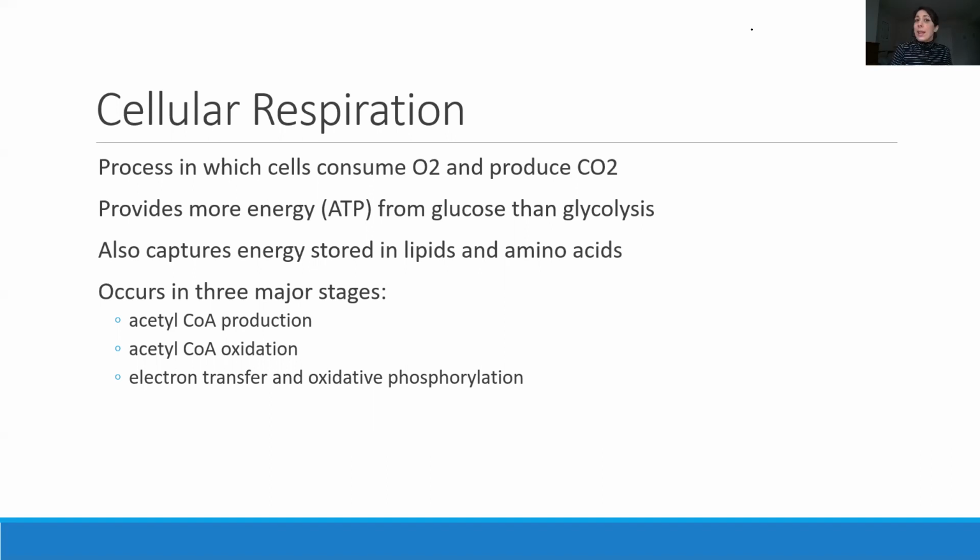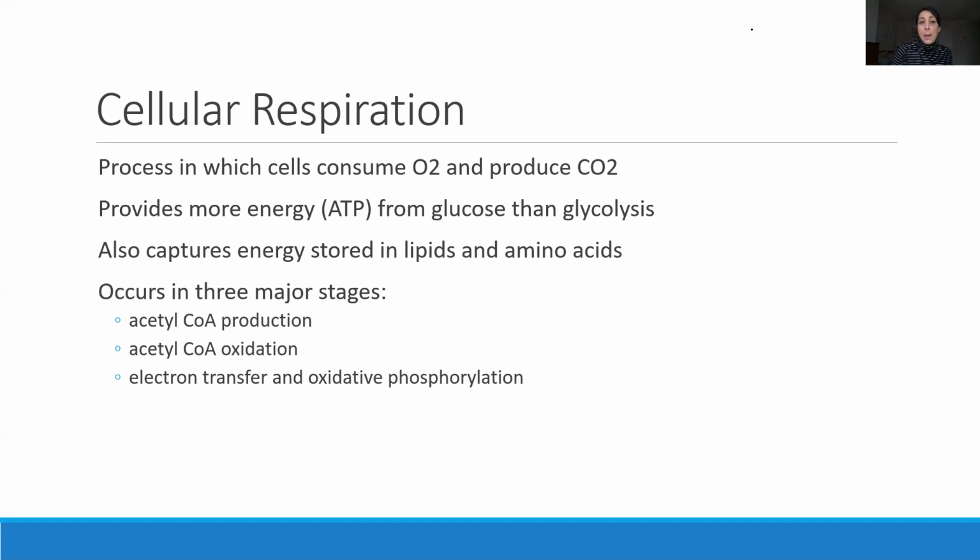This is also why, as when we talked about glycolysis, cellular respiration can only occur during aerobic conditions, because it requires oxygen. Now, it does provide much more ATP from glucose than glycolysis. Remember, glycolysis only nets you 2 ATP. It also can be used to get energy from lipids and amino acids. So it is a pathway that can be utilized by other types of energy molecules, not just sugars like glucose.